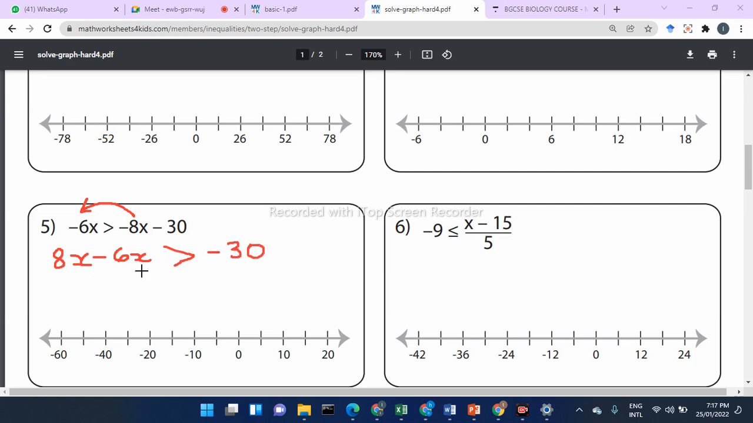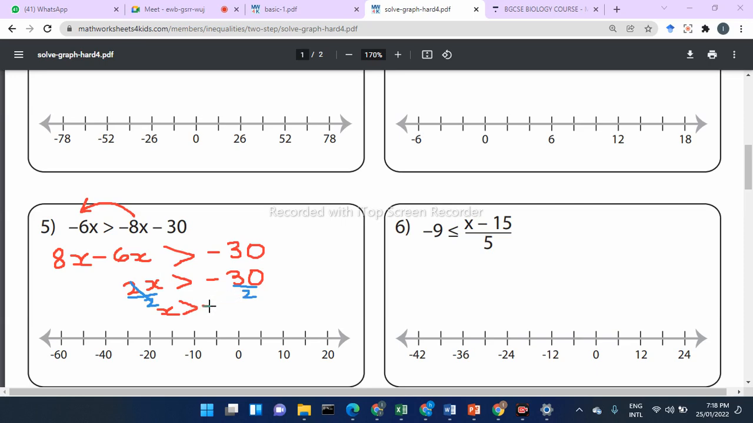What is 8x minus 6x? That's going to be 2x. 2x is greater than negative 30. Divide both sides by what? 2. Divide both sides by 2. And so these two cancel, leaving us with x is greater than, what is negative 30 divided by 2?